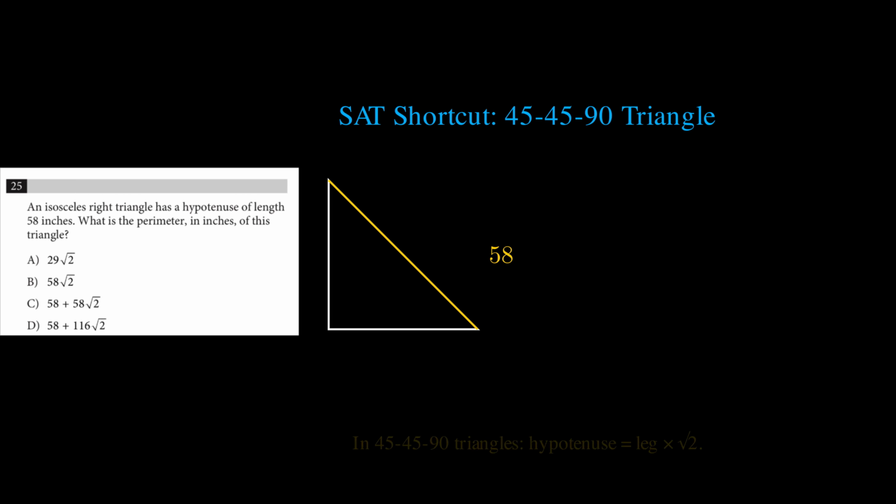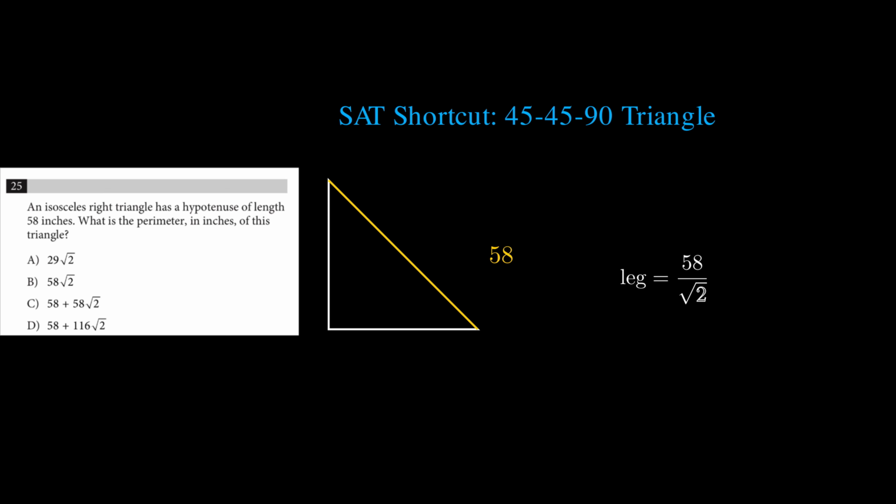Here is the rule you must memorize for the SAT. In every 45-45-90 triangle, both legs are equal, and the hypotenuse equals a leg times square root of 2. So if we know the hypotenuse, we can find each leg by dividing by square root of 2. We are told the hypotenuse equals 58. So each leg equals 58 divided by square root of 2.